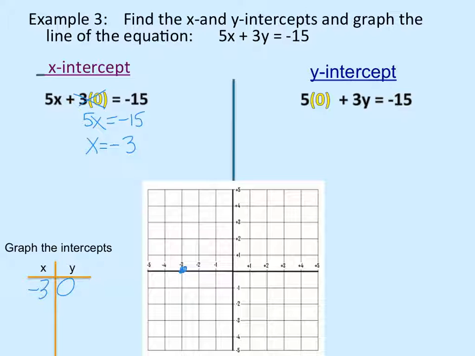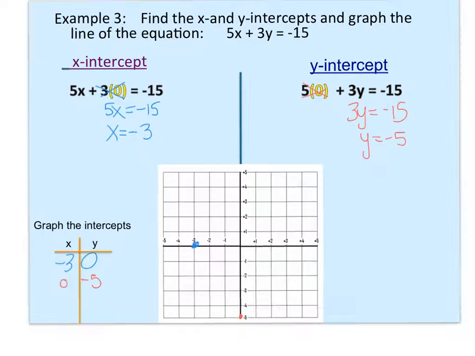And when I solve for my y-intercept, I'm going to put a 0 in for x, and I get 3y equals negative 15, and then y would be negative 3. Or I'm sorry, negative 5, which means 0, negative 5 is also a good spot to put a point. Sorry, I had to shrink my screen a little so I could see 0, negative 5. And then I'm going to go ahead and connect as straight as I can. And now I have my line for 5x plus 3y equals negative 15.